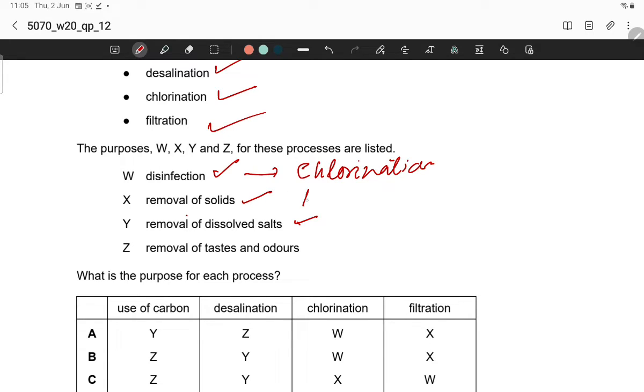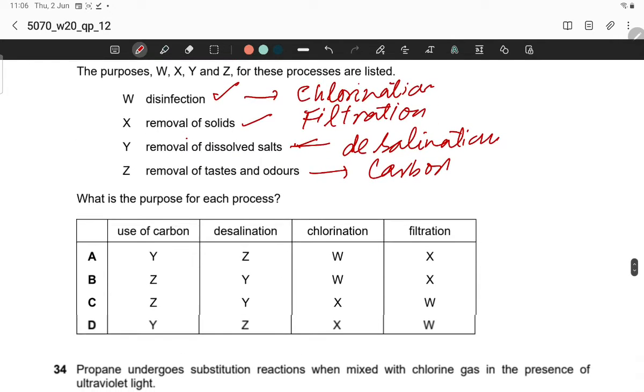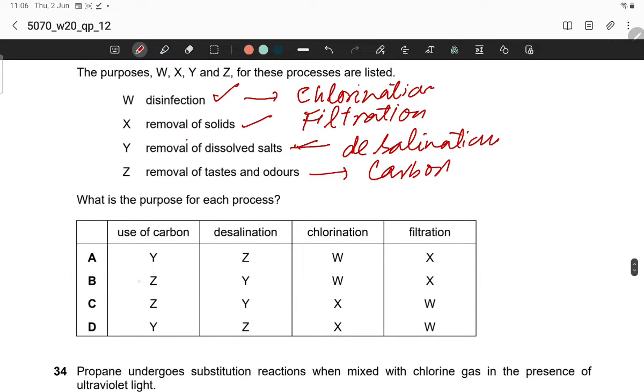Removal of solids, filtration. Removal of dissolved salt, desalination. Removal of taste and odors, carbon. So use of carbon, C and Z, is not correct. And desalination is Y.